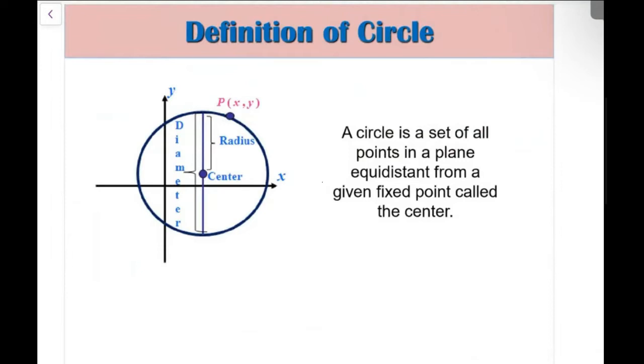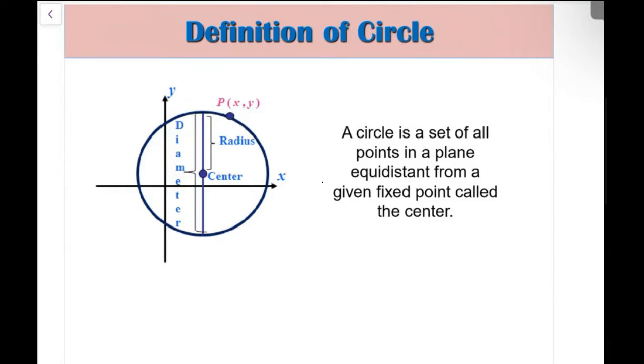Definition of a circle. A circle is set of all points in a plane equidistant from a given fixed point called the center. Means here, if we have the same distance from a fixed point in the middle called as center to any given point in the circumference, means we're going to have a circle. So this is an example of a circle.